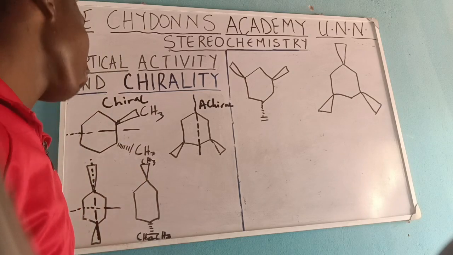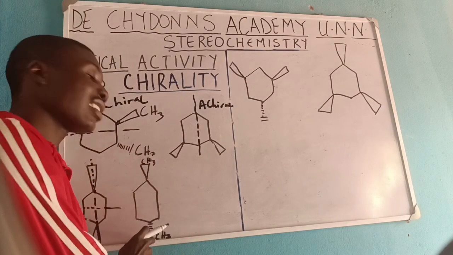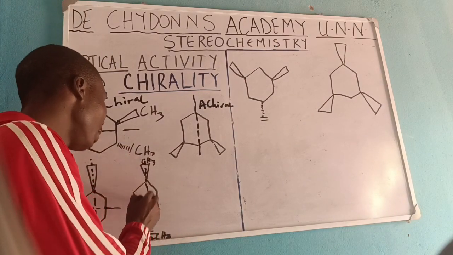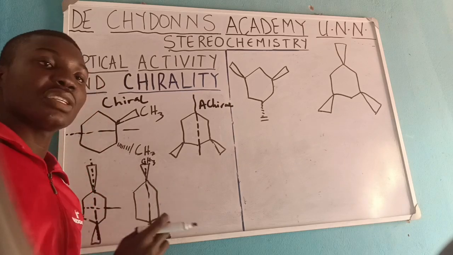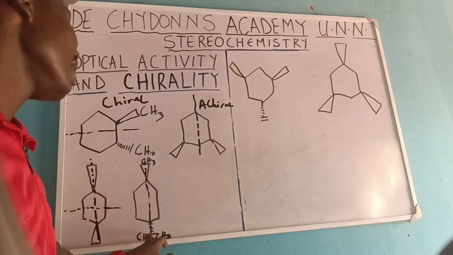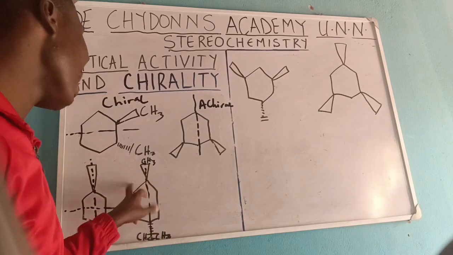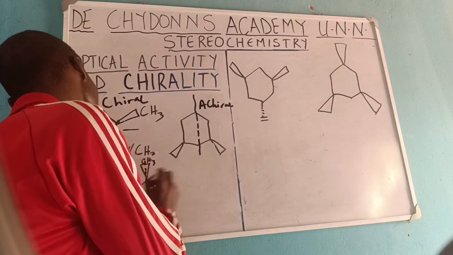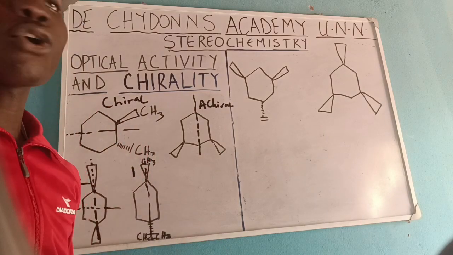How about this particular compound? This is a methyl group here and this is an ethyl group here, but here is a plane of symmetry such that here is equal to this, but we don't have a plane of symmetry this way because while we are having a methyl group here, this is an ethyl group. So the implication is that this one has only one plane of symmetry while the previous one has two planes of symmetry.